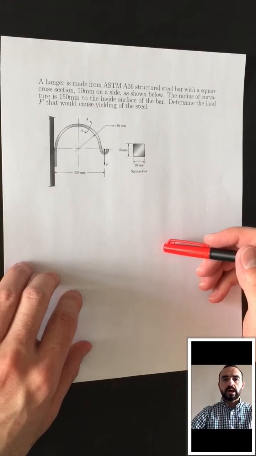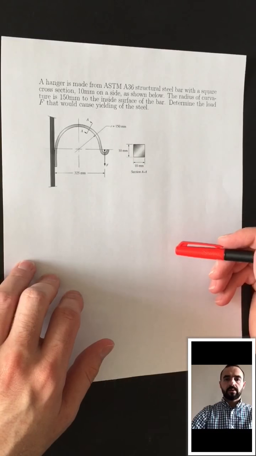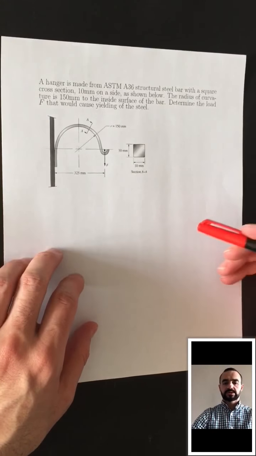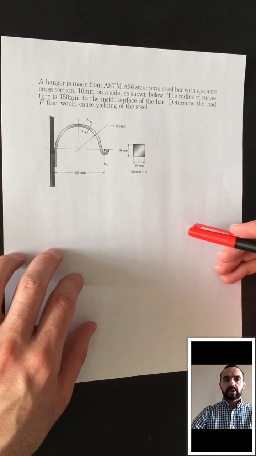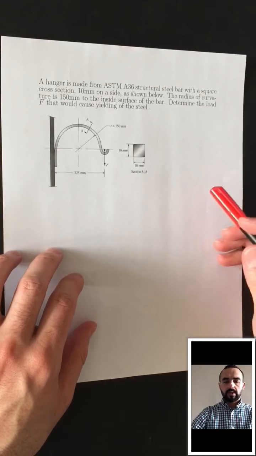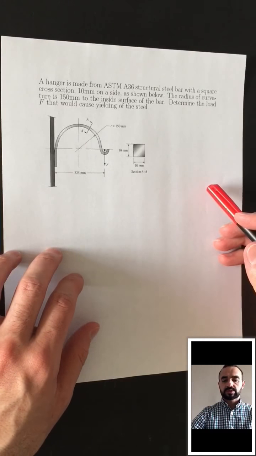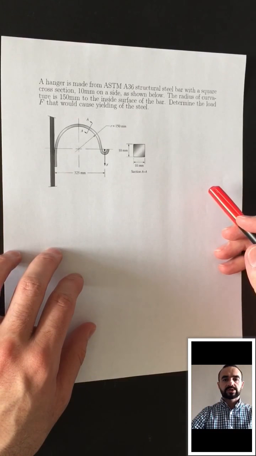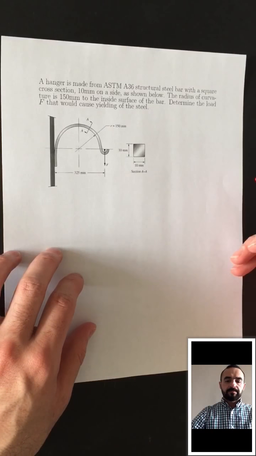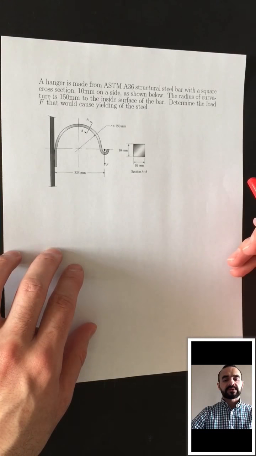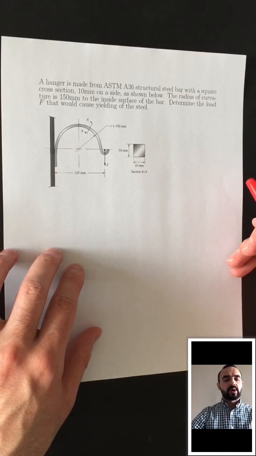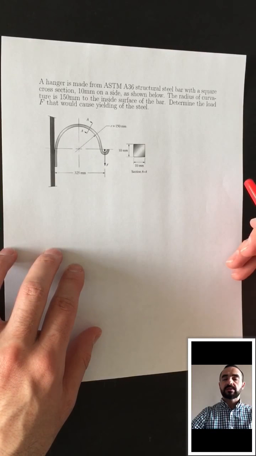Today I'm going to show you how to solve a curved beam stress example, how you can compute the stress in a curved beam. The example I have here is a hanger made of ASTM structural steel bar with a square cross section with 10 millimeters on the side, and the radius of curvature is 150 millimeters to the side surface of the bar. And what we're looking for is the load F that will cause yielding of the steel.